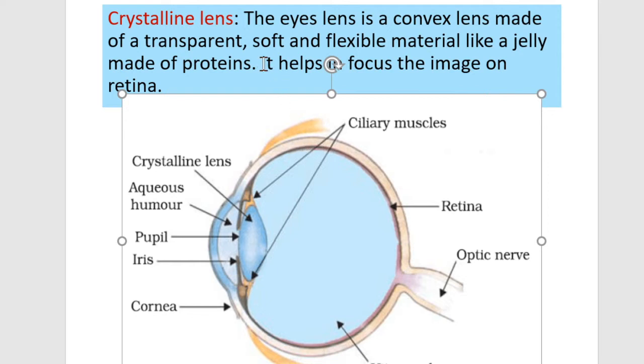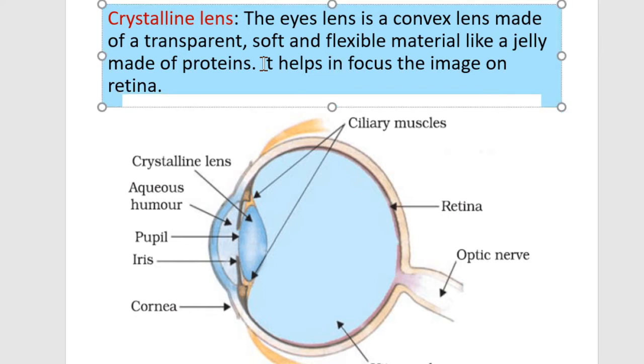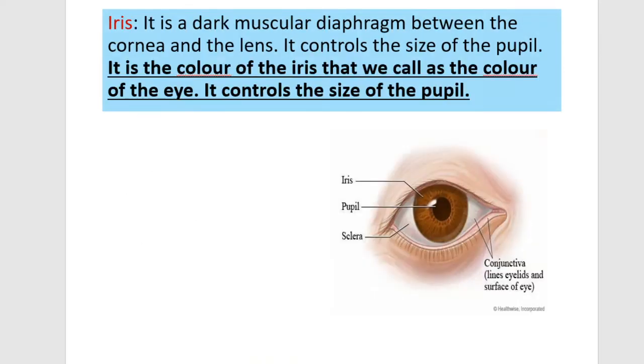So if somebody asks you what is the function of crystalline lens, you will say it helps to focus the image on the retina. Its function is to simply focus the light ray which is coming from outside onto the retina, onto the screen, right? Now let's move forward and discuss what is iris.